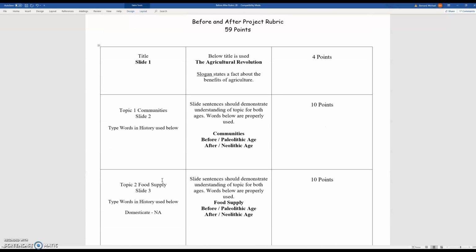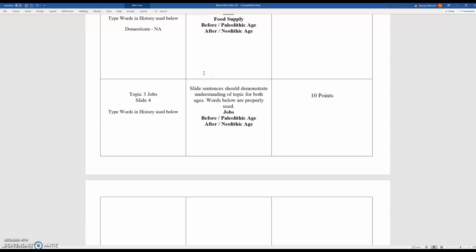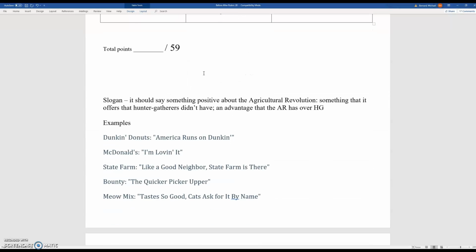So let's go to the first slide. The first slide would be the topic, basically. And that's all you need on it. Well, you need the topic, which anything used in bold words in this column right here, in the middle column, must be on the slide. The title slide must have the words, the agricultural revolution. It must also have a slogan. And a slogan, if you're not familiar, I have some examples down here.